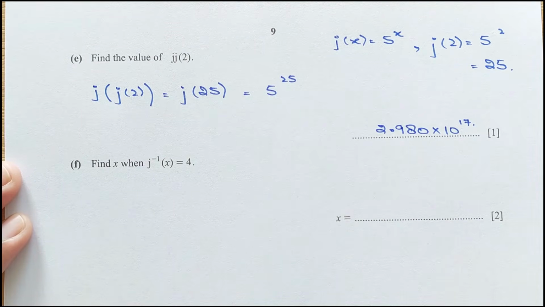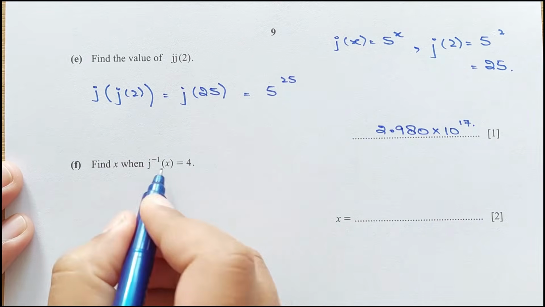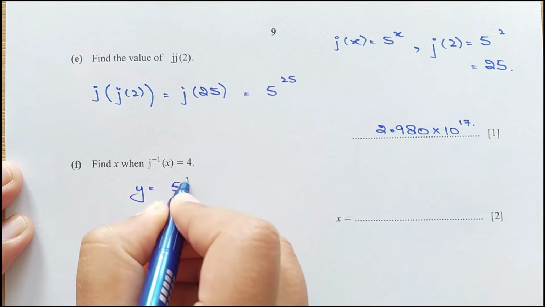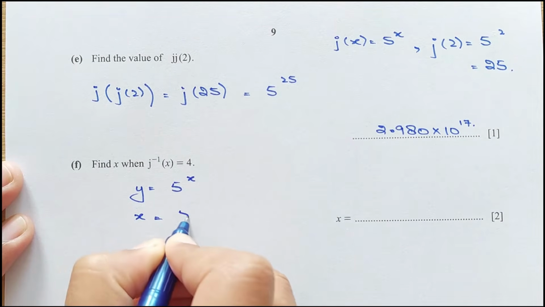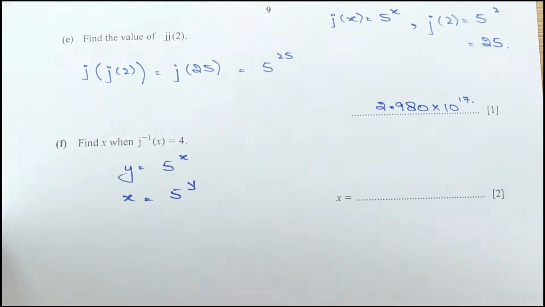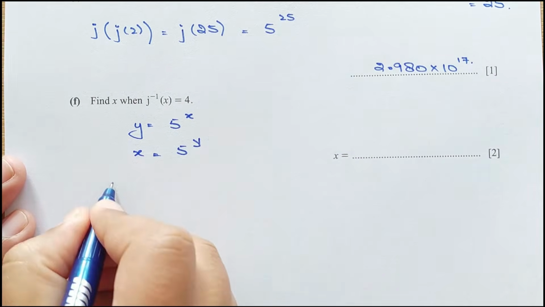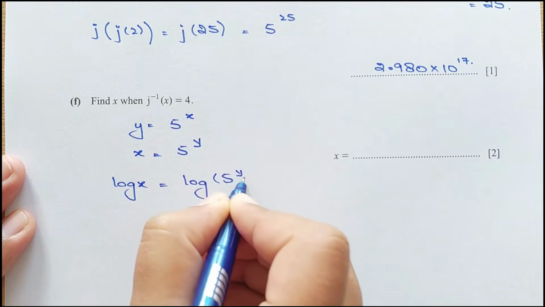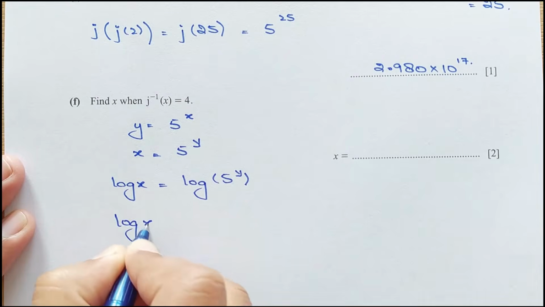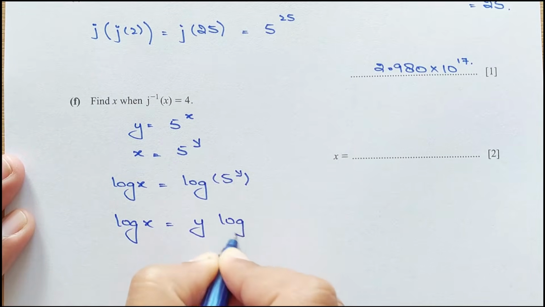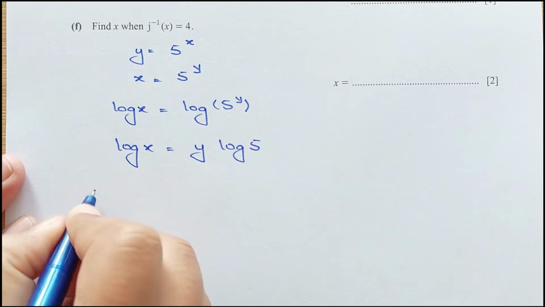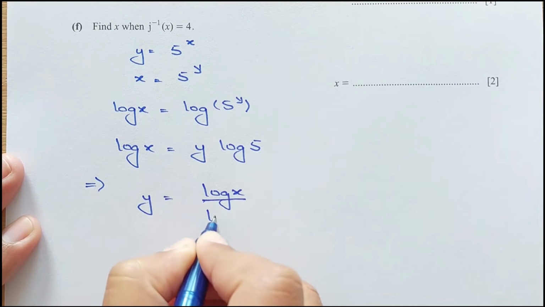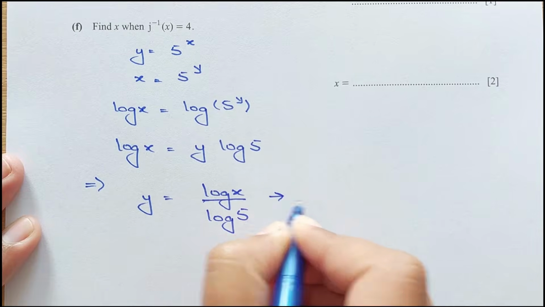Part F, find x when j inverse of x equals 4. So we have j of x, find j inverse of x first. So y equals j of x, 5 power x, and x equals 5 power y, right? And to solve for y, let me take log on both sides. Log x equals log 5 power y, right? And now log x equals y log 5. To solve for y, we have y equals log x over log 5. This is my j inverse of x.